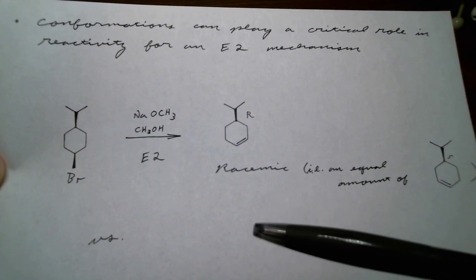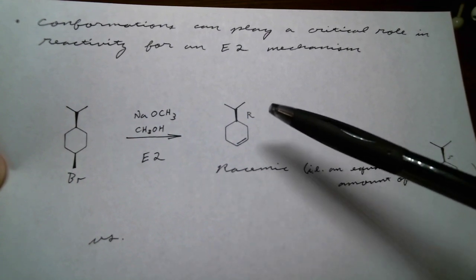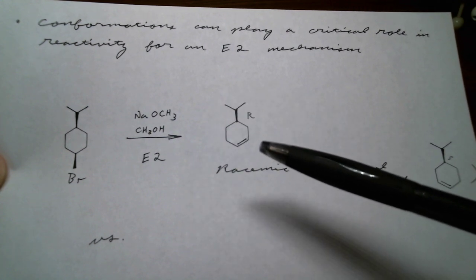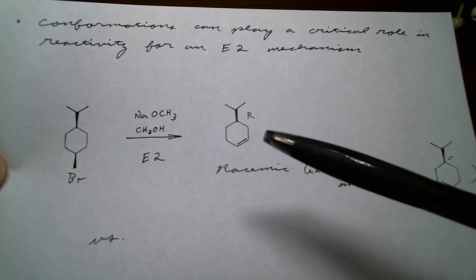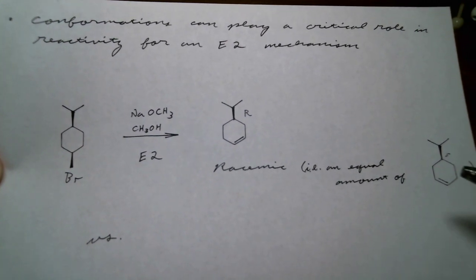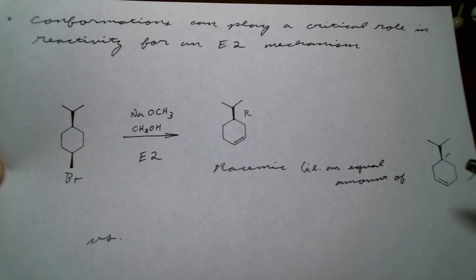And so what we would get out of this is a racemic mixture of alkenes. We'd have this one alkene where our stereocenters are, and because it's racemic, that means we have an equal amount of the non-superimposable mirror image where the stereocenter is S.